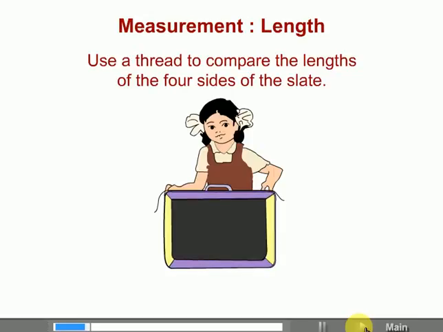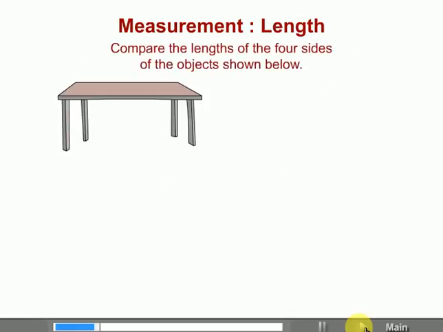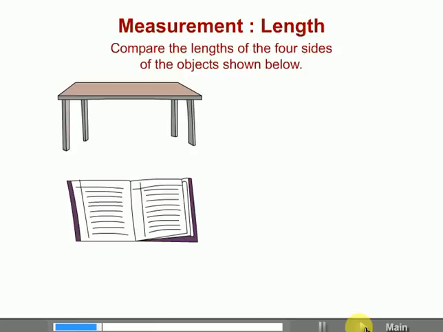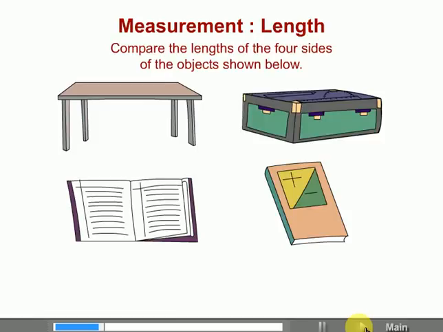And the vertical side of the slate is equal in length to the other vertical side of the slate, which is opposite to it. So again, two opposite sides of the slate are of equal length. Now, there are some pictures of some objects shown. You need to compare the lengths of the four sides of the objects.